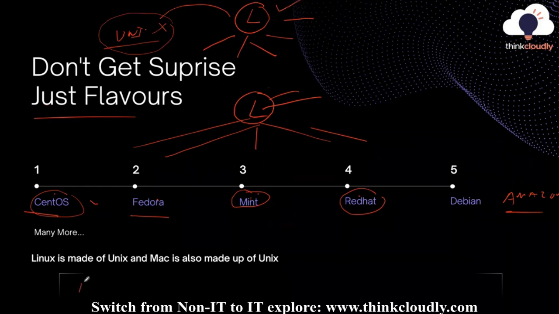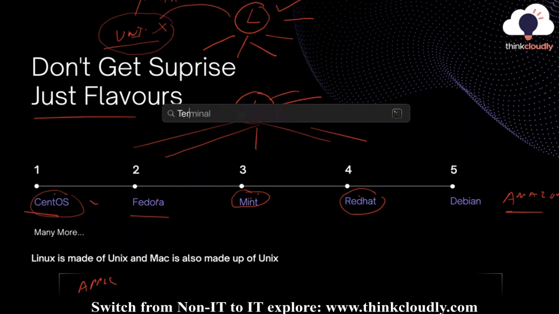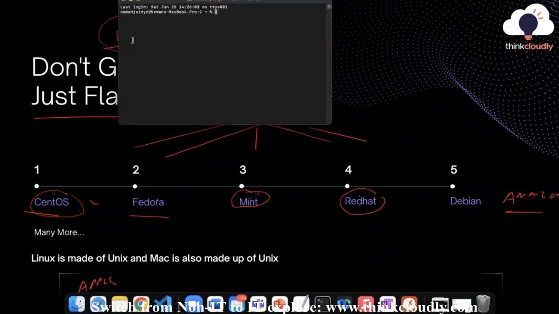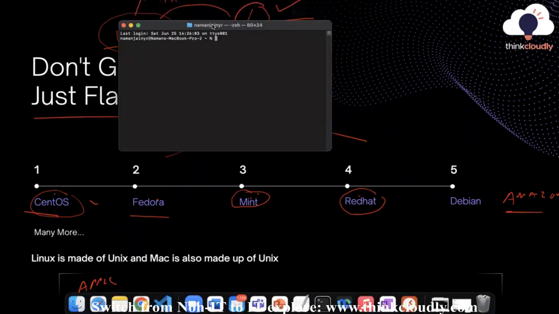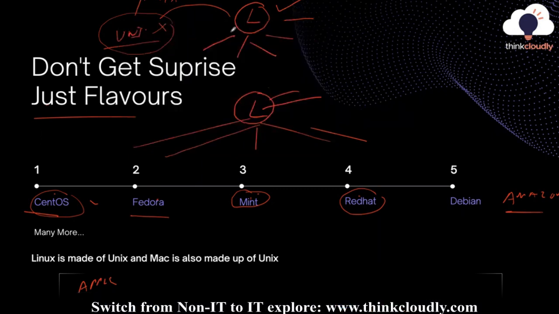What Apple did, Apple as an organization, instead of taking Linux, it took Unix and created the Mac. So whatever Mac you use, MacBook, if someone has a MacBook, the MacBook is also made from Unix, and Linux is also made from Unix. That's why a lot of MacBooks have a terminal. Linux also has a terminal and MacBook also has a terminal. The reason is that Linux and Mac are made from Unix.